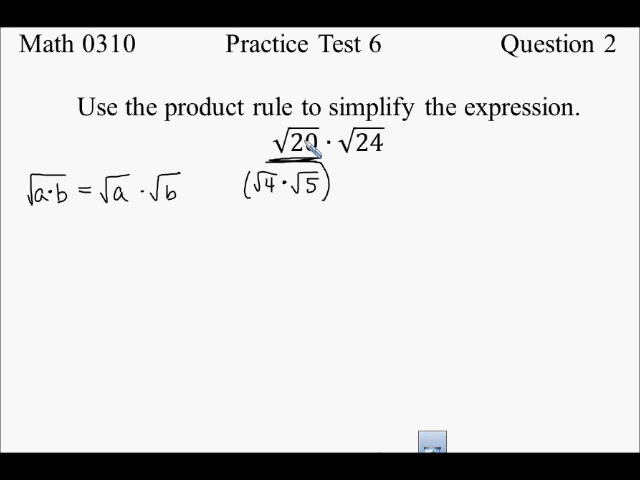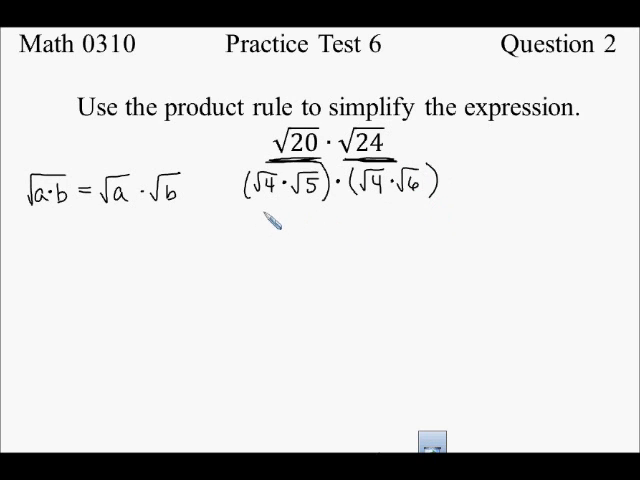20 is 4 times 5, so we can split it up as the square root of 4 times the square root of 5. And here, we also look at the square root of 24. We look at the number 24, and we say, well, can we think of a perfect square that is a factor of 24? Well, 4 just happens to be a factor of 24 also, so since 24 is 4 times 6, we could make this the square root of 4 times the square root of 6.